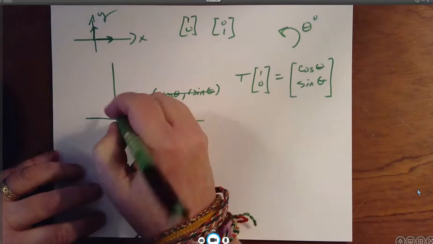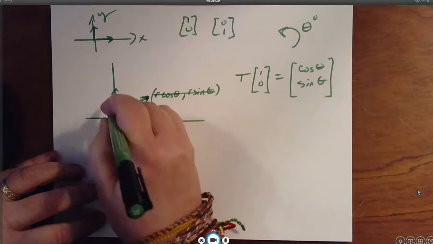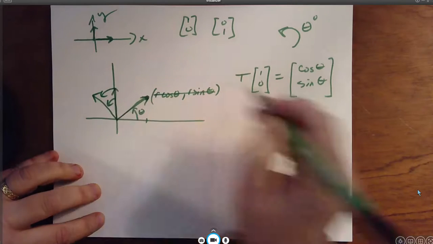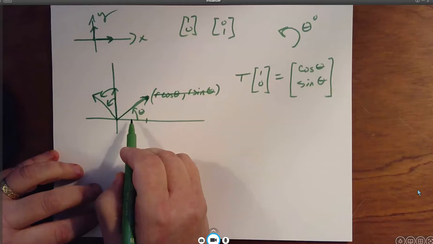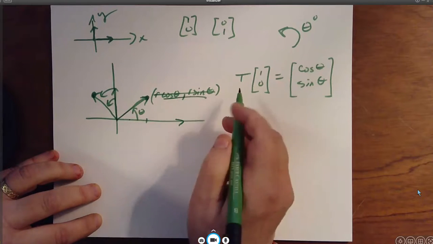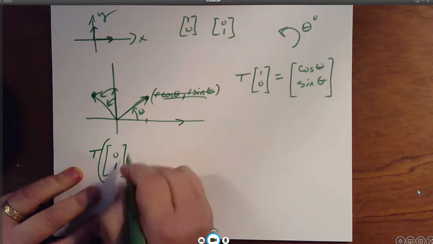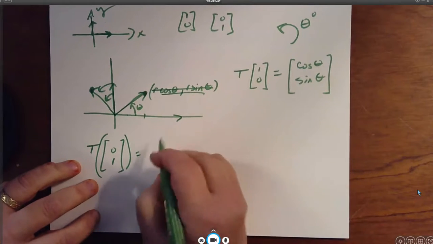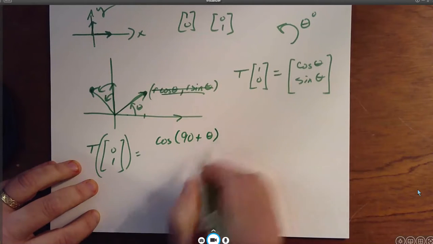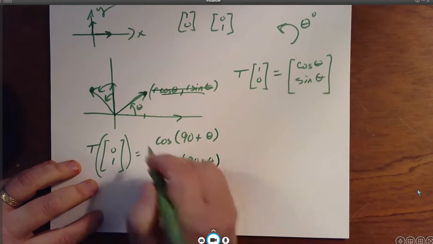Now, what about the other one? So here we go. I'm also going to rotate this by theta. But if I want to figure out what this point is with respect to the x-axis, because that's how you do those points, T of (0, 1) has been mapped to (cosine of 90 plus theta, sine of 90 plus theta).